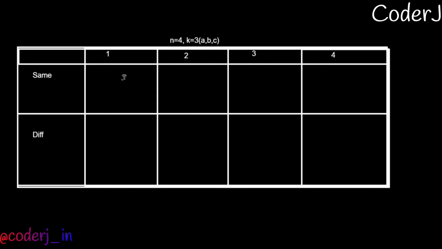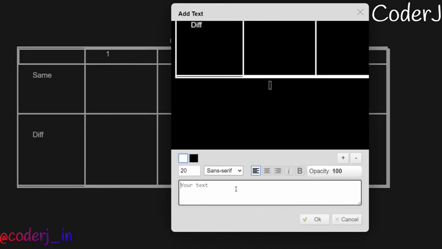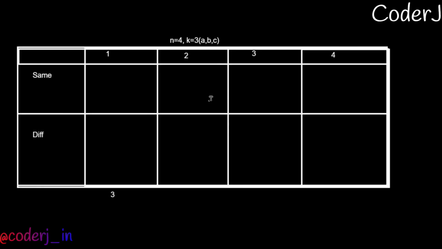So the answer will be the total number of colors you have, right? If you have three colors, you can paint that particular fence in three ways. So right now the k is three, so we'll say three. Great. Now let's talk about when we have two poles.